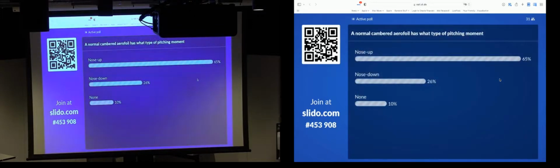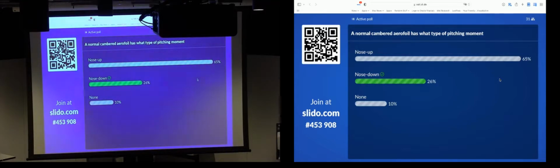Okay. A normal cambered airfoil, that's one where the arc just goes up, has what type of pitching moment? Nose up, nose down, or none at all. And 65% of you said nose up, 26% of you said nose down, and then 10% of you had none at all. It is nose down.